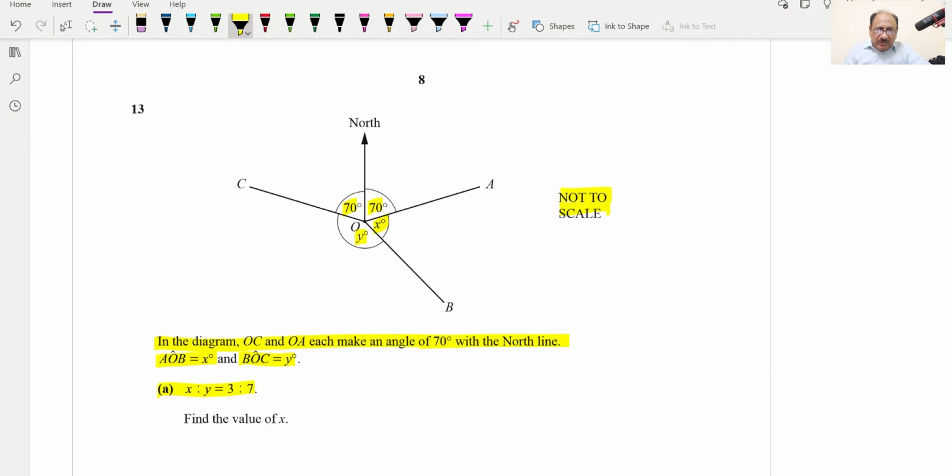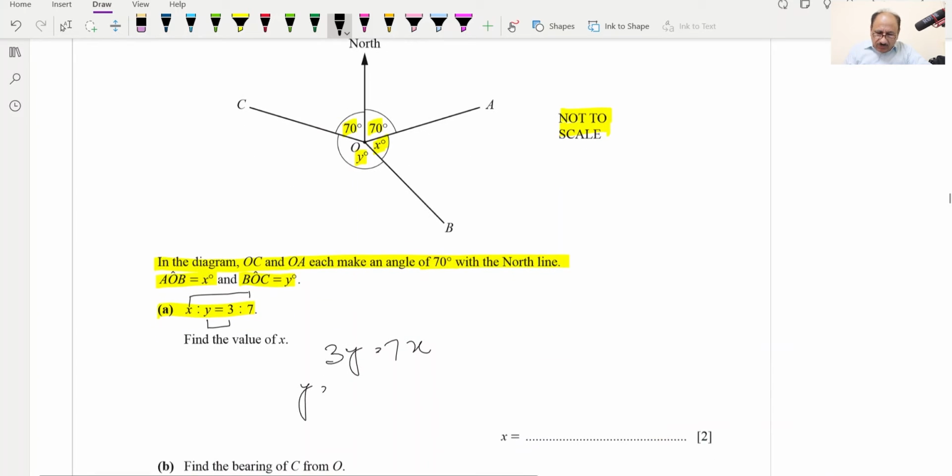3:7. So 3:7 means what? If we multiply internal and external ratios, we can write 3y is equal to 7x, and this implies y is equal to 7 by 3 x. Now this 7 by 3x is y, so this is 7 over 3x in terms of x, and this is x, this is 70, and this is also 70 given.